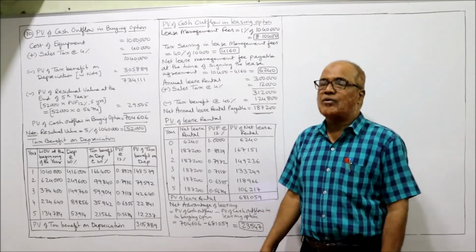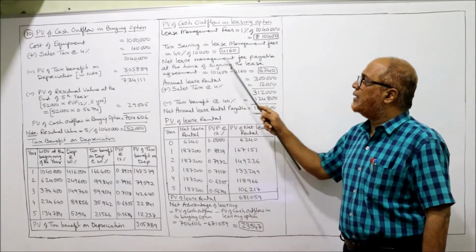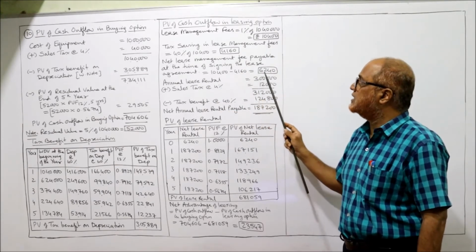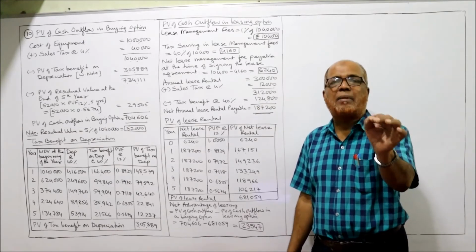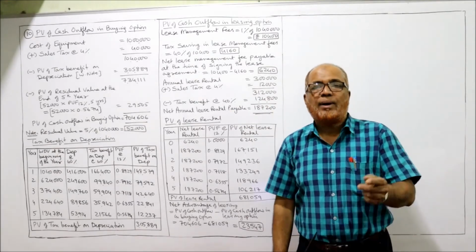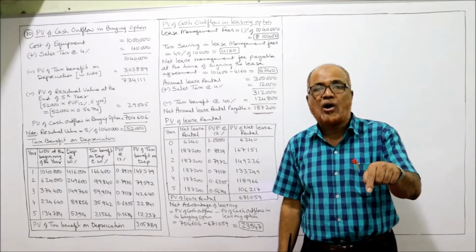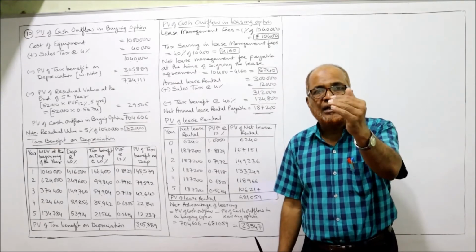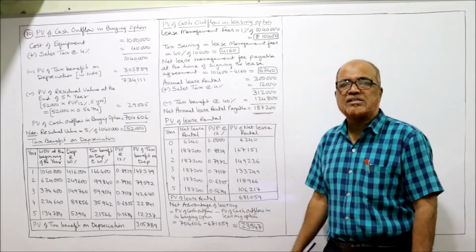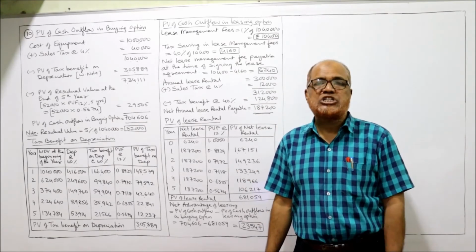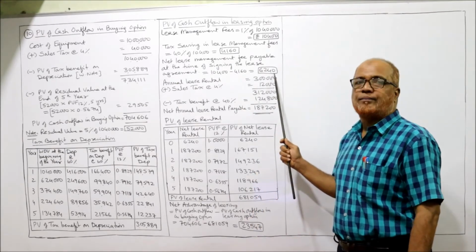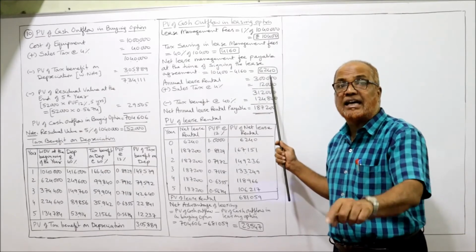So what is the net amount of payment? Net lease management fee payable at the time of signing the lease agreement: 10,400 minus 4,160 is the net management fee payable. Because we are paying 10,400, but we are getting the advantage of tax. Our tax liability will get reduced by 4,160. So deduct the tax advantage. The net amount of lease management fee is 6,240. This will be paid at the time of signing the agreement.